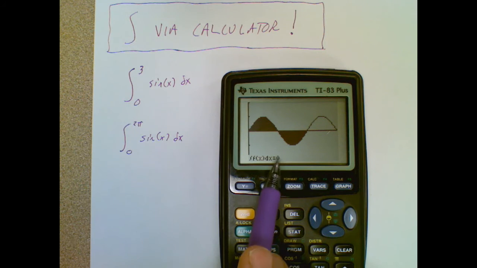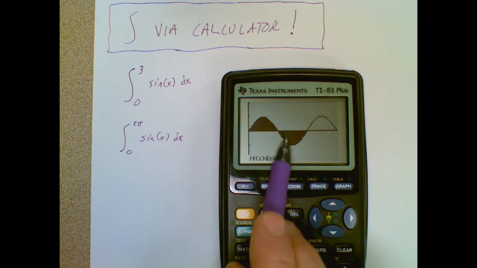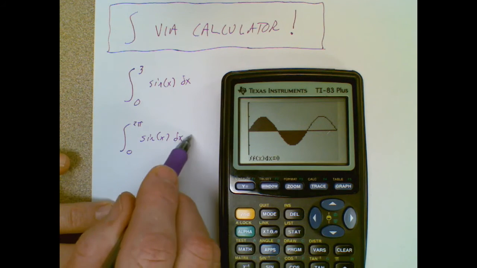And my actual value is 0. It's right down there, so the integral value is 0, which makes sense because as much positive area was accounted for as negative area, so their sum total was 0.